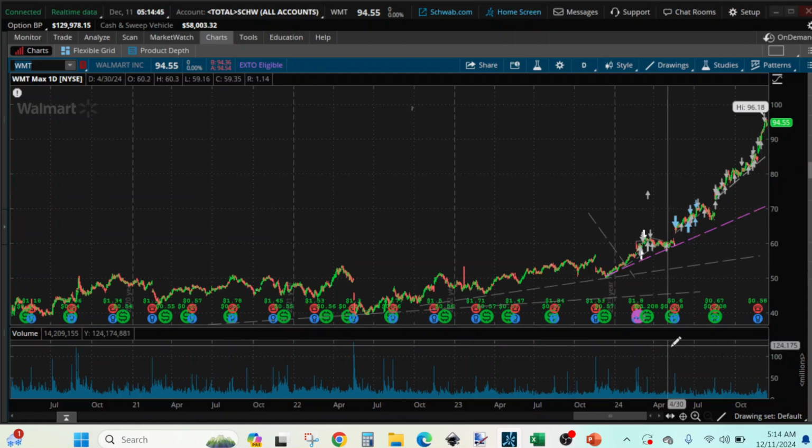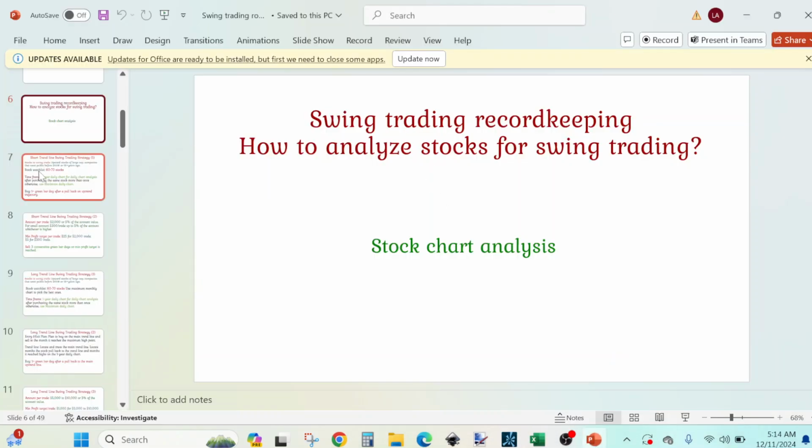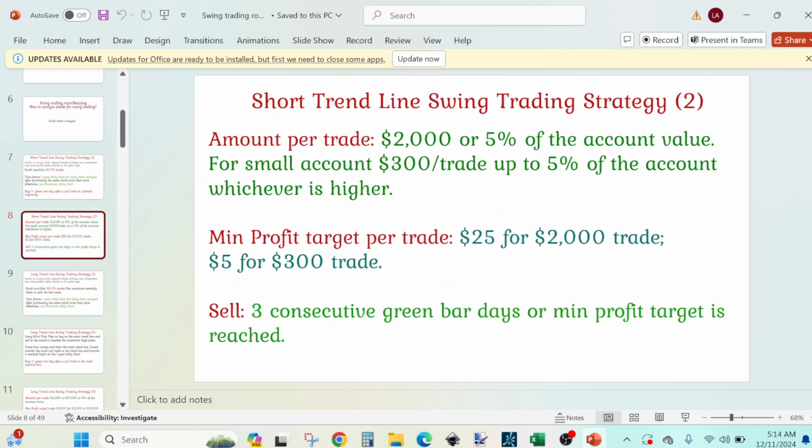So this concludes how we analyze the chart for swing trading. And again, the rules we use in 2024 is the short trend line swing trading strategy, and we target small profits and allocate 5% of cash available in the account for swing trading, or minimum $300, depending on your account level, and target even smaller profit to do it often to practice the strategy, and we sell it within a short time frame.